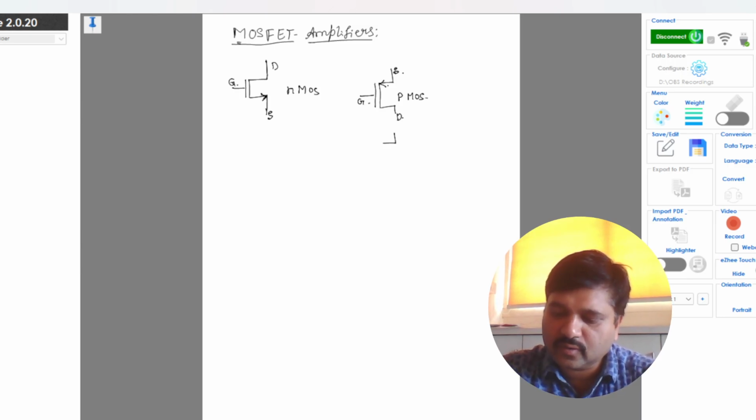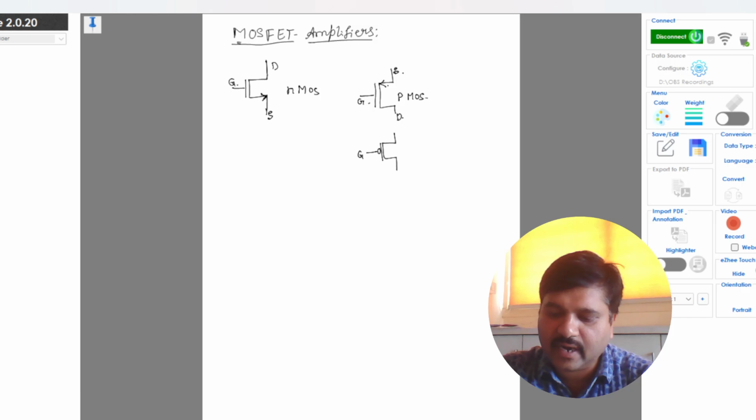PMOS can also be represented with a bubble at the gate terminal, representing that it is an active low device. Okay, this is also a PMOS.